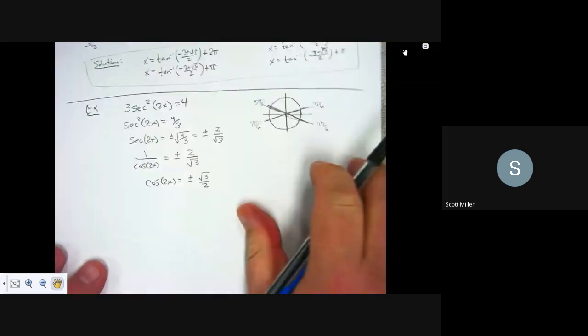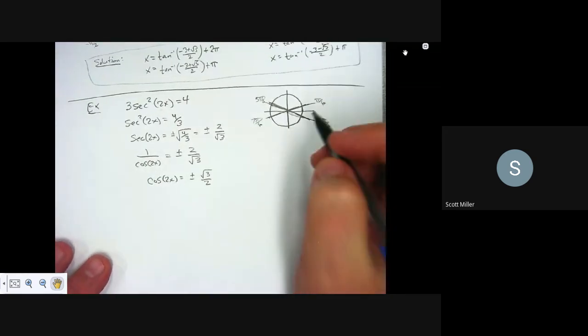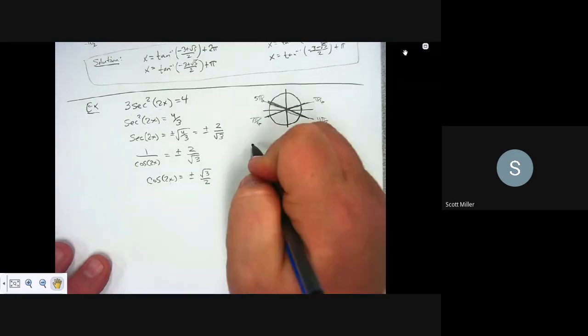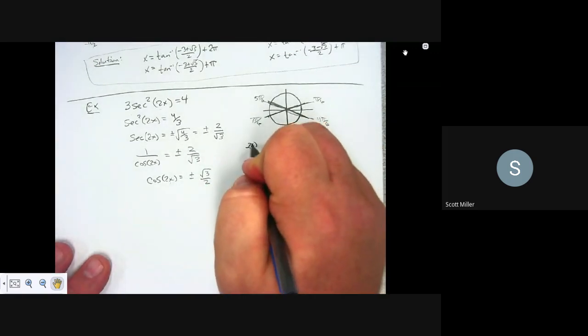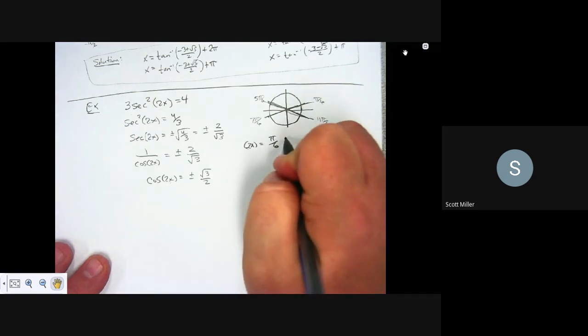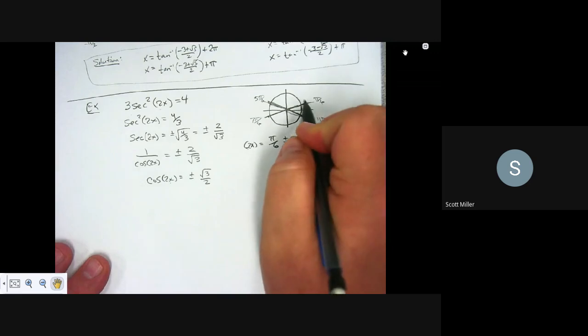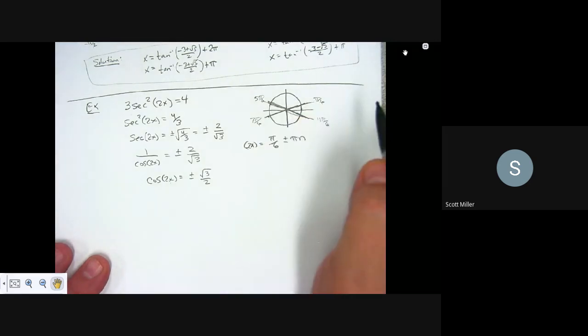So I don't need to have all 4. I can condense it down. So 2x is pi over 6 plus or minus pi n, pi to get to the one over here.